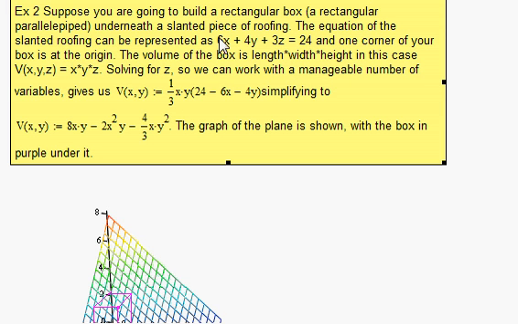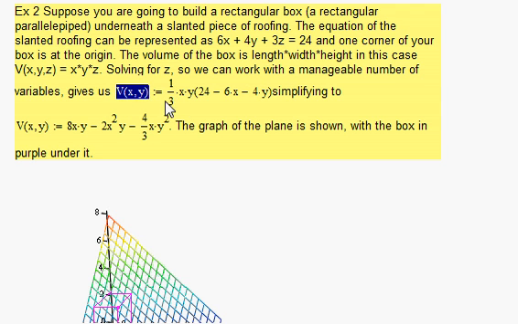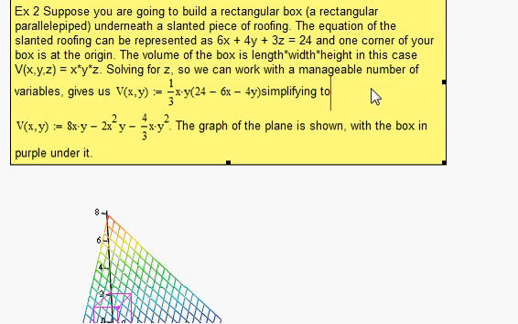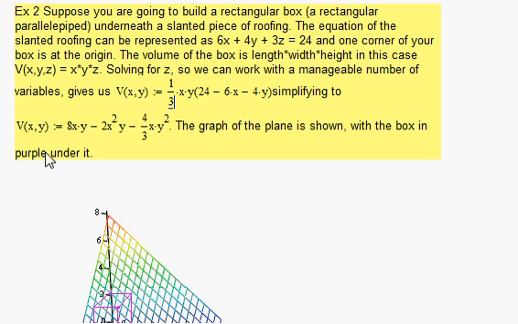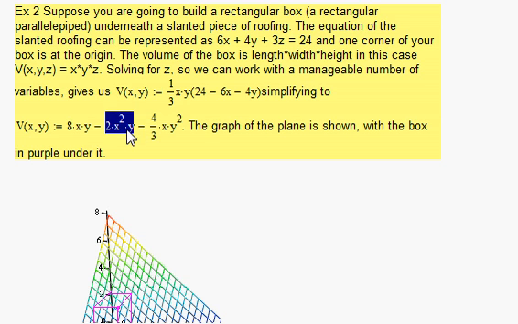But if we solved this equation for z, we can come down to a two-variable function. 3z equals 24 minus 6x minus 4y, so z equals 1/3 of 24 minus 6x minus 4y. So our volume for the box as a function of x and y would be 1/3 of x times y times 24 minus 6x minus 4y. And if you simplify that by distributing the multiplication, you get 8xy minus 2x squared y minus 4/3 xy squared.